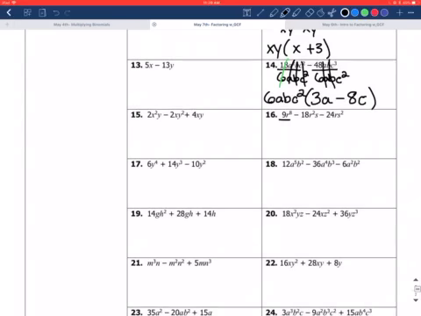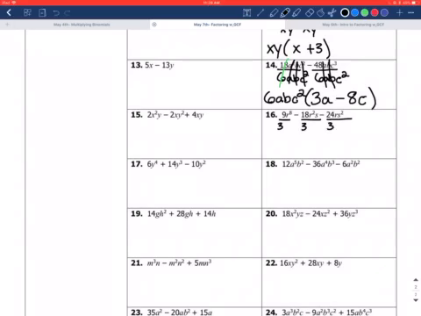Okay? So 16 will do the same thing. I'm trying to pick out the more difficult ones. I think the right side's a little more difficult. So 9, 18, and 24. Well, 9 and 18 are divisible by 9, but 24 is not. So we're going to have to do a 3 here.